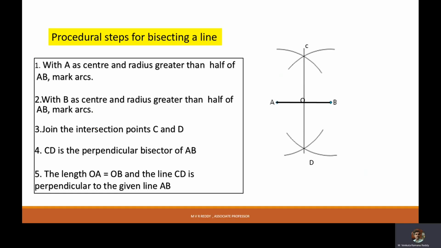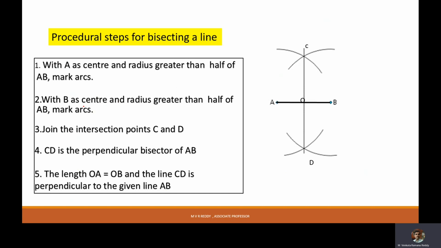The theoretical steps for construction of a bisecting line are given below. That is, with A as a center and radius greater than half of AB, mark arcs. With B as center and radius greater than half of AB, mark arcs. Join the intersection points C and D. CD is the perpendicular bisector of AB. Length of OA is equal to OB and the line CD is perpendicular to the given line AB. These are all procedural steps of bisecting a line.